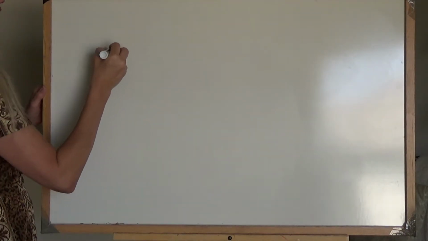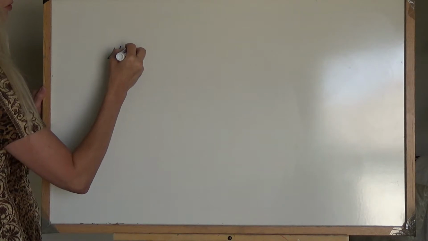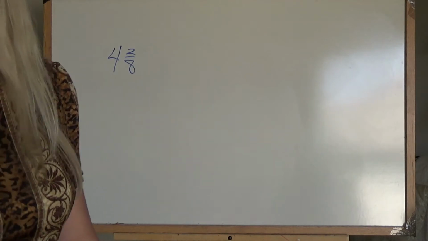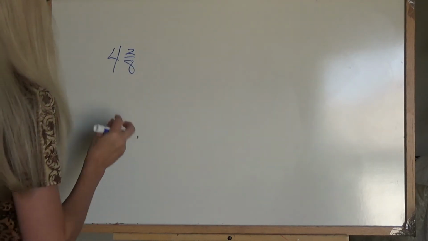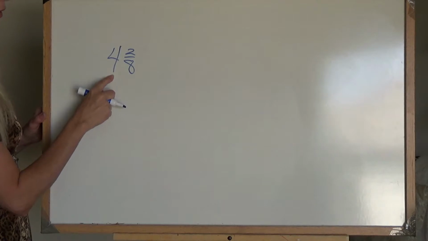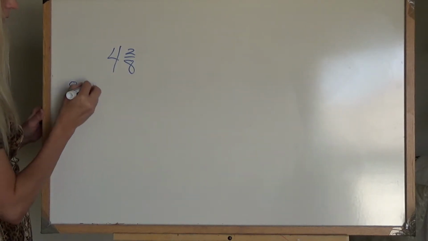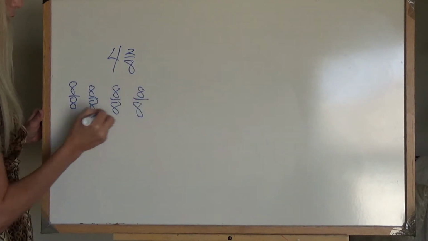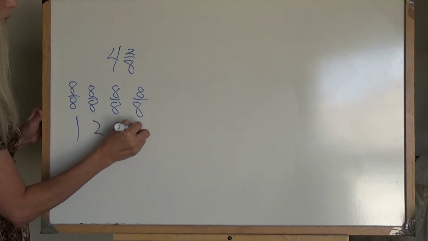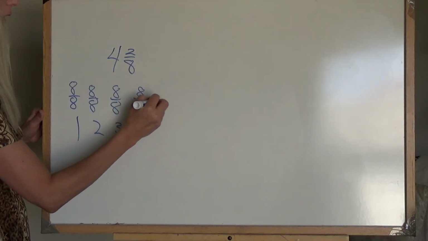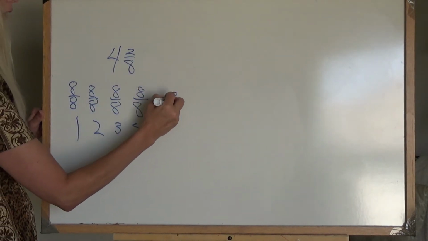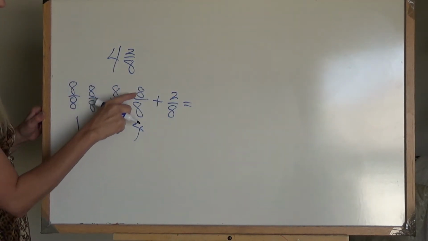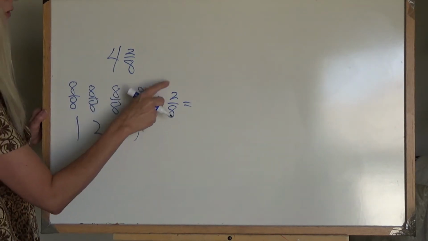Okay, so let's say 4 and 2/8. Whoa, we're getting up there now. Let's find out about this. If you have 4 of them, you would have 8 over 8, 8 over 8, 8 over 8, and 8 over 8, right? 1, 2, 3, 4. 4 of these. Plus, you still have this here, the 2 eighths. So how many is that going to equal? 8 plus 8 plus 8 plus 8. 8 times 4 is 32. Plus 2 is 34.